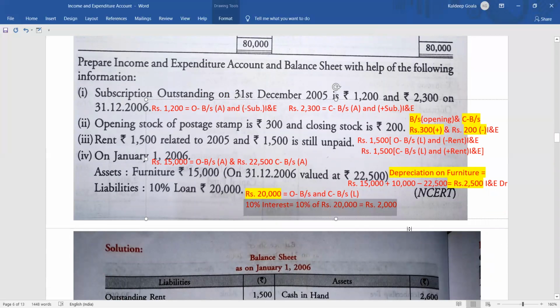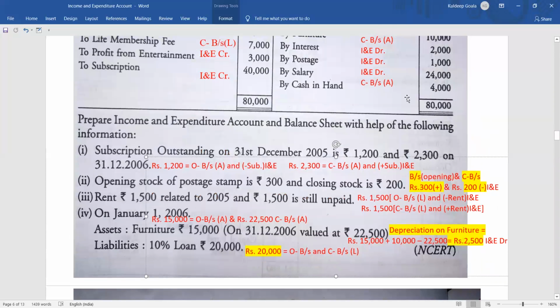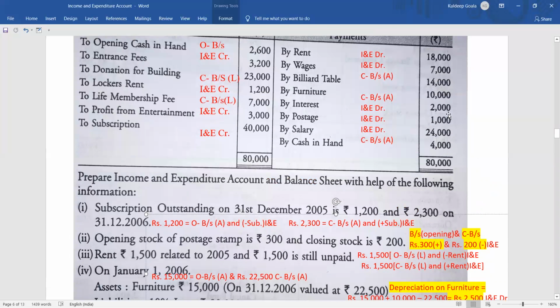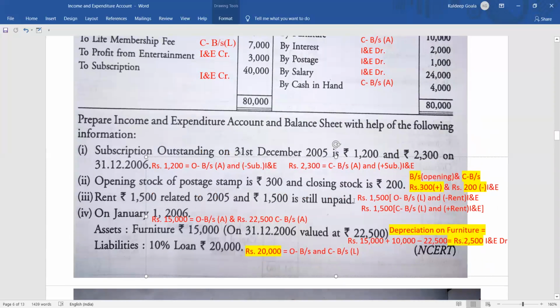Now, in case if it was not done, then once it will come in income and expenditure account, and again it will go in the balance sheet liability side. Right now here not required because we have already done that. Interest already we have paid 2,000 rupees. Okay. So the markings are over. Now we can go for the solution.